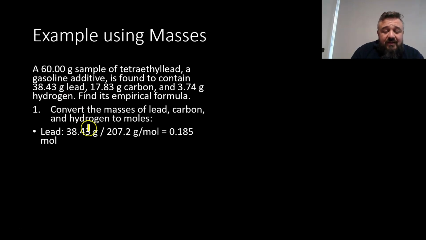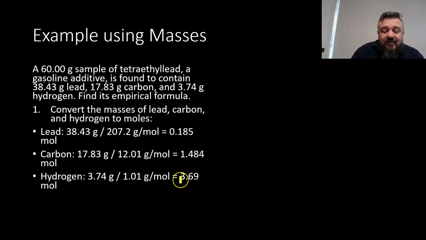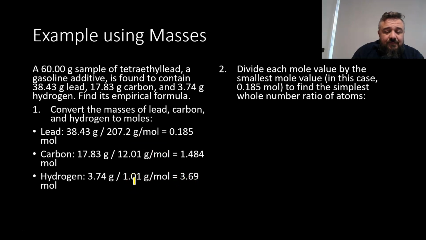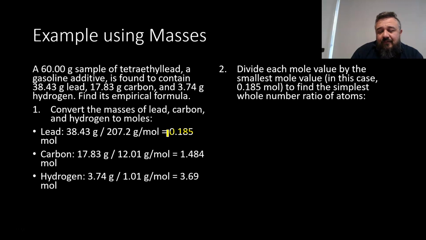So let's do that. Lead, we have 0.185 because it's 38.43 divided by 207.2 grams per mole. See, lead's quite a heavy one. Then we have carbon, 17.83 divided by 12 gives us 1.484. Hydrogen, 3.74 divided by 1.01 gives us 3.69 moles. Okay. Our next step is then going to divide them by the lowest factor, or lowest number of moles, which is this bad boy.